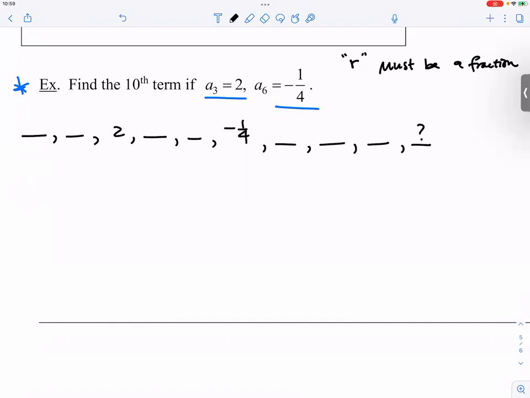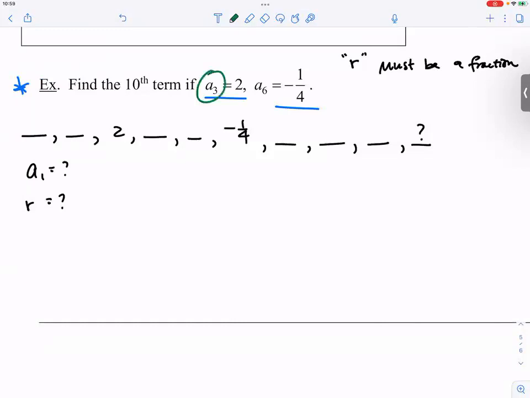And yesterday we dealt with this scenario. We said, hey, you have two numbers given, but we don't know two things. We don't know what the A1 is. We don't know what the R is. We have two unknowns right here. So if you need to find out two unknowns, you need two equations. Well, where are the two equations?